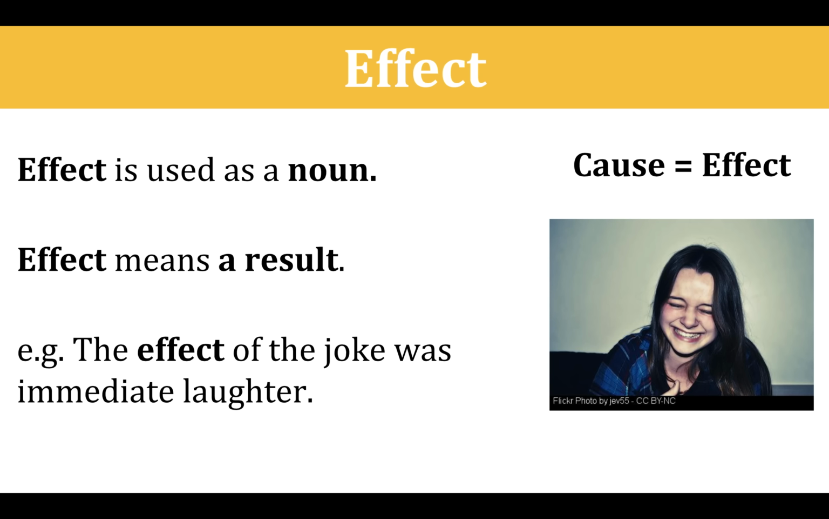Again, when we think about this, we also want to take into consideration, is it a noun I'm looking for in the sentence or is it a verb? If it's a noun, it's most likely the word effect. And we think about this in terms of causes and effects, right? There's a cause and then an effect, a result. So that might help you remember that effect is the result, the outcome. It's a noun.